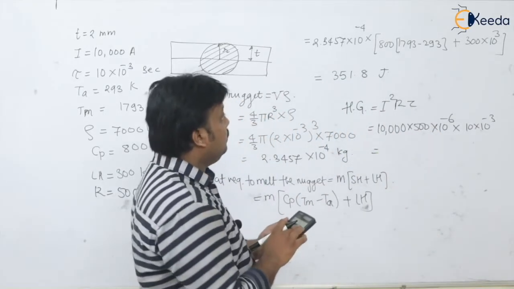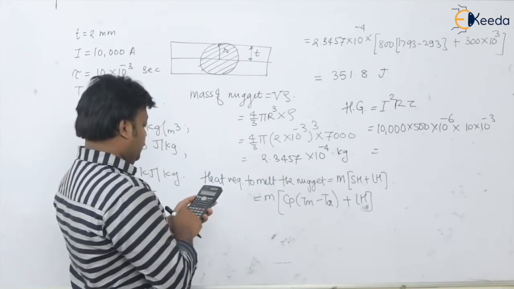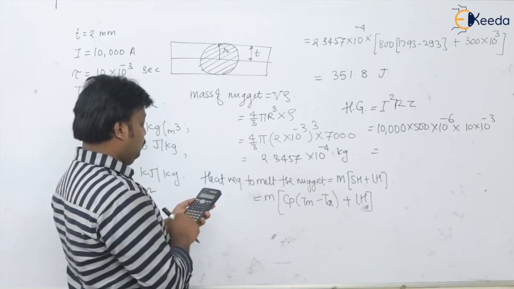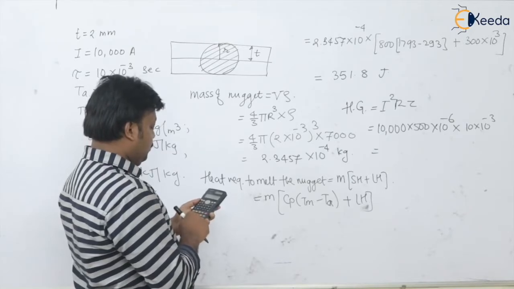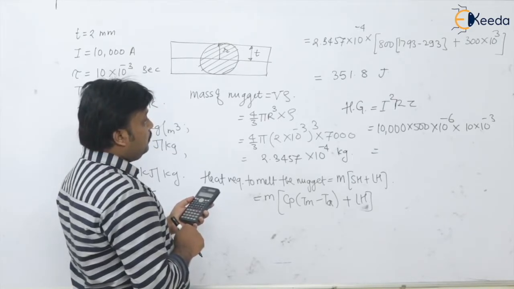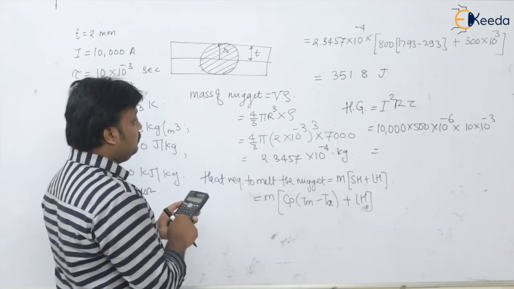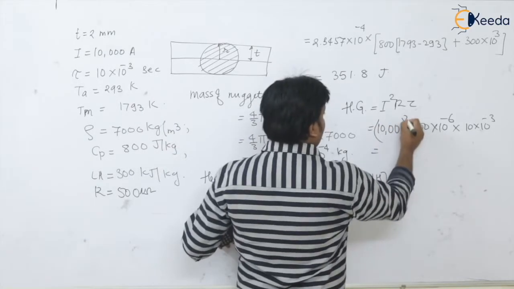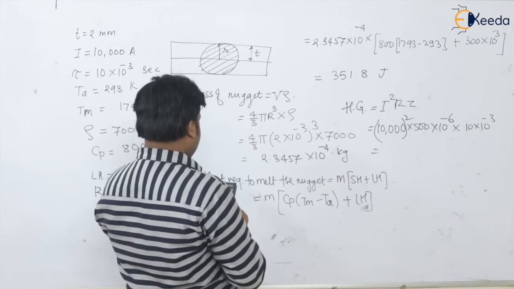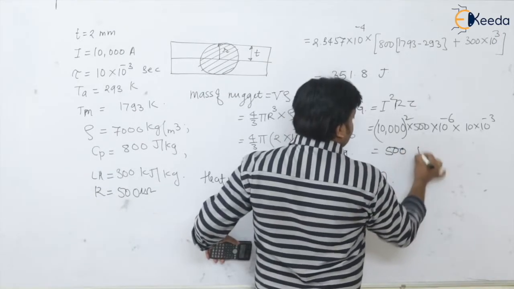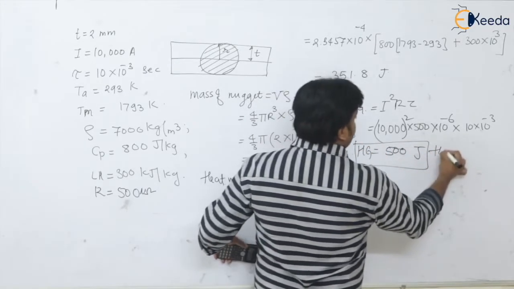So tell me what is the answer for this heat generated. 10,000 square into 500 into 10 to the power minus 6 into 10 into 10 to the power minus 3. So it is around 500 joules. Heat generated is coming as 500 joules. That is the heat supplied also.